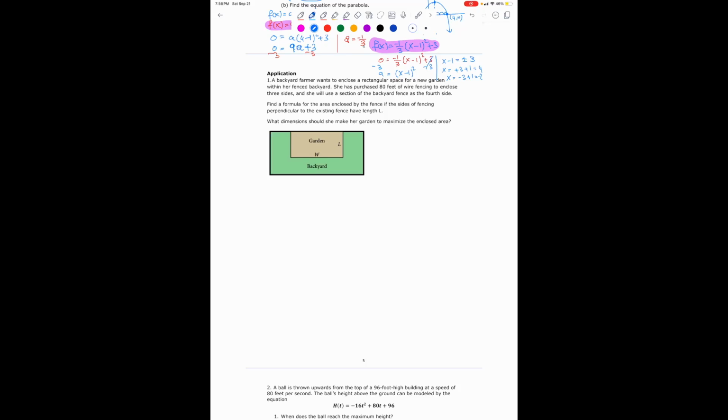Section 5.1 Quadratic Functions Application. Question number 1. A backyard farmer wants to enclose a rectangular space for a new garden within her fenced backyard.